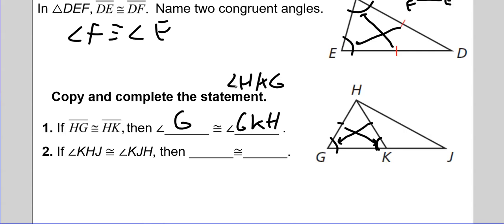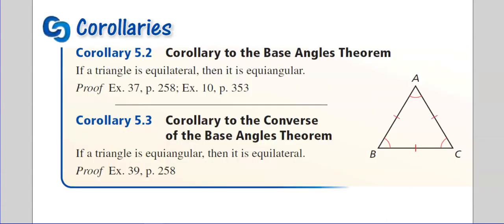Then it says if angle KHJ, where's that? KHJ, that's up here, is congruent to KJH, well, then if we draw our lines here, like so, we know this side is equal to this side. So HK and KJ. Okay? Easy peasy.